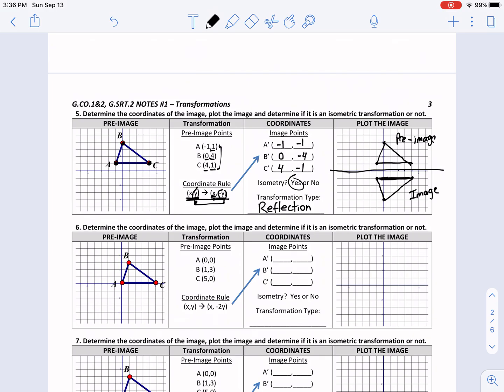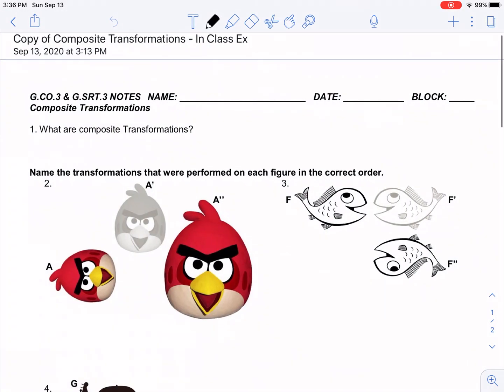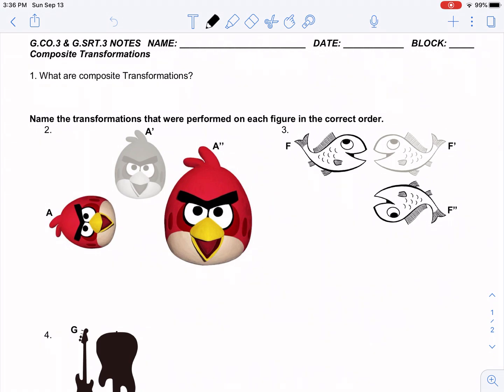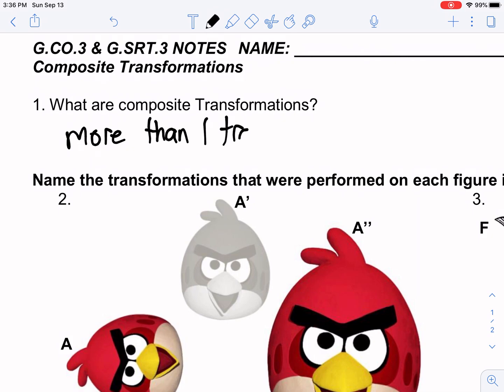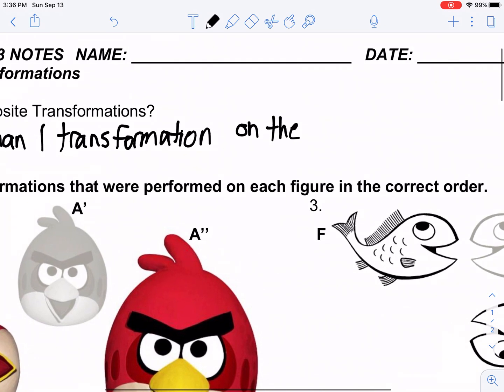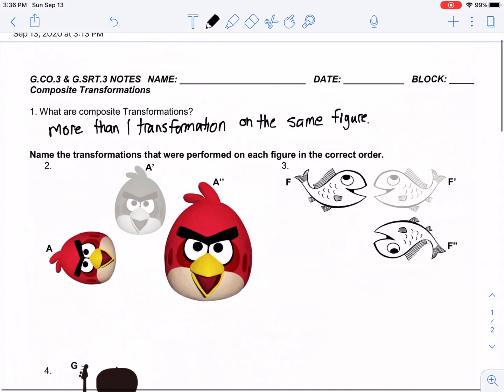Now I'm going to step out of this and go into composite transformations, the other part of the notes here. With composite transformations, all that is more than one transformation on the same figure. So we have more than one transformation occurring. We talked about translation, reflection, rotation, stretch, dilation. We have more than one thing happening.